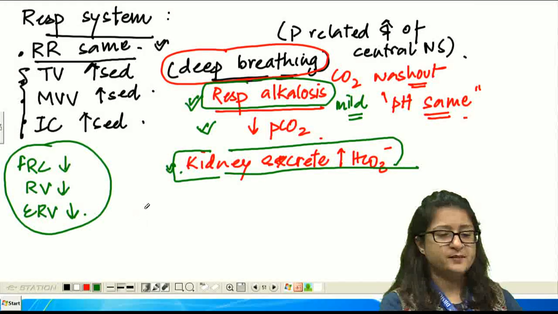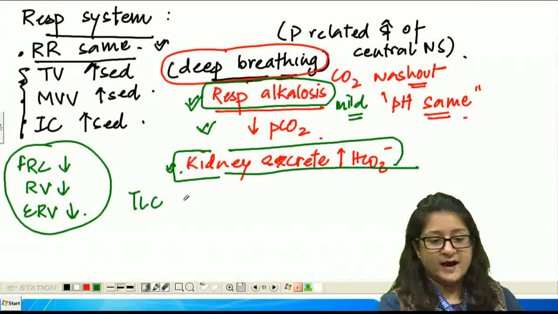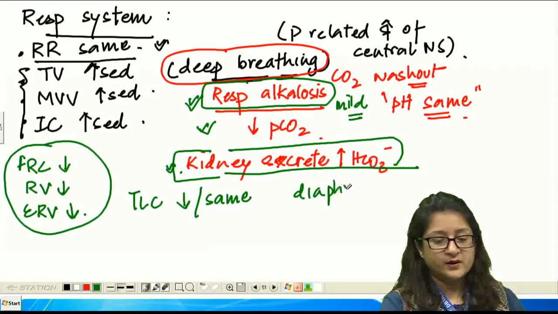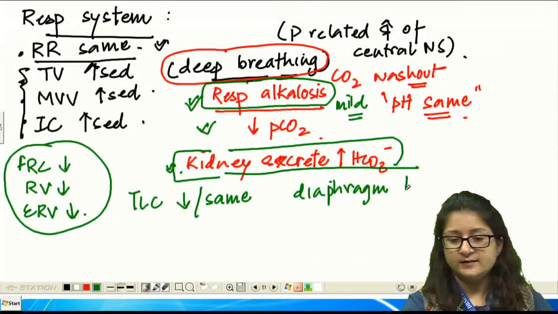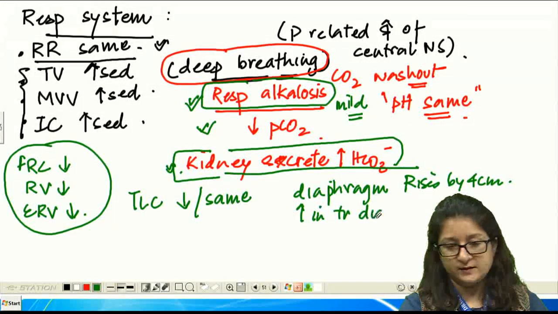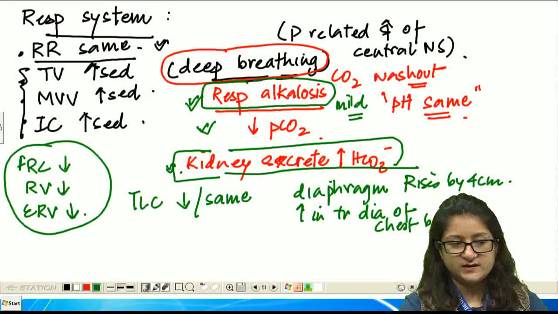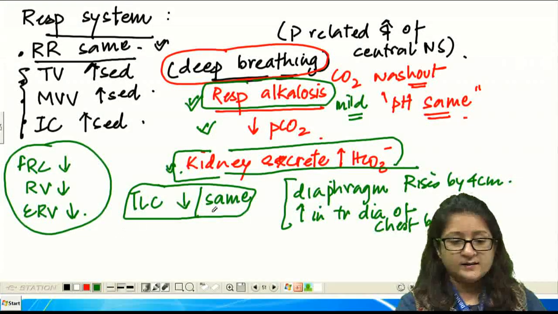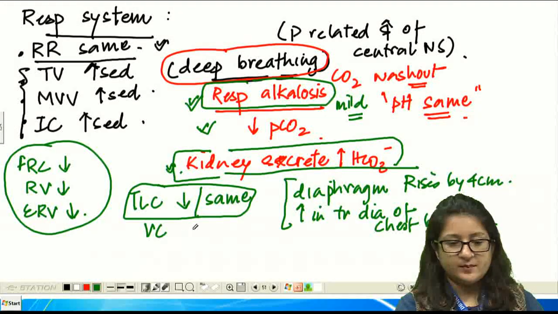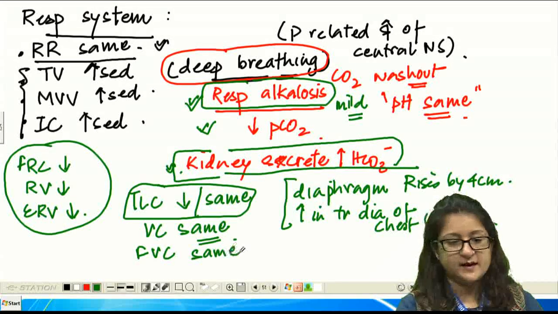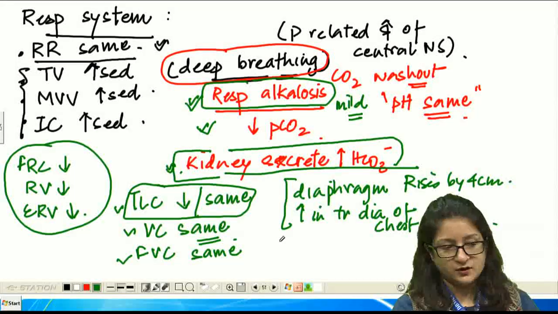What other thing you have to remember is that the total lung capacity either decreases or remains the same. Why? Because though the diaphragm rises by 4 centimeters, there is also an increase in the transverse diameter of the chest by 2 centimeters. So the TLC either decreases or remains the same. Other things that remain the same are the vital capacity and the forced vital capacity. So these are the three important things which remain the same.